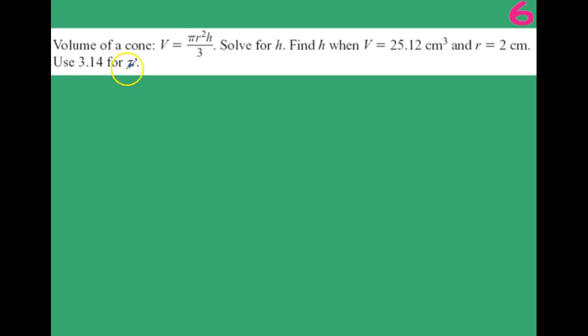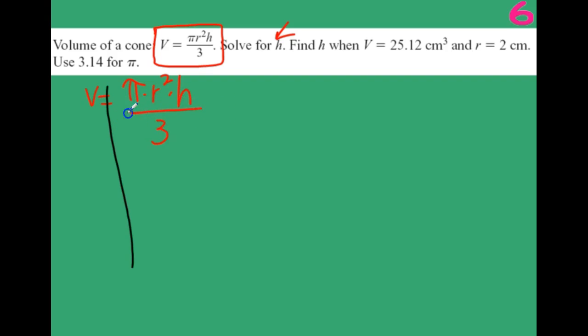Alright, a couple more. It says the volume of a cone. You don't need to know anything other than this formula. You don't really need to know that this is even the formula for a cone. All you need to know is how to solve for h. So I'm going to rewrite this down here. V equals pi times r squared times h all over 3. Now we want to get h all by itself.